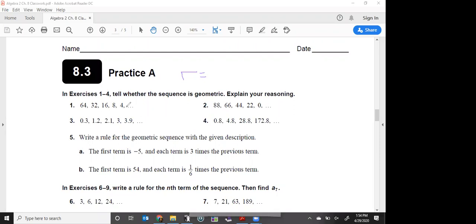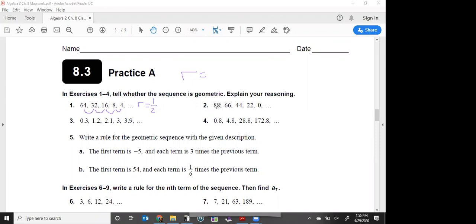Okay. So for these first few, we're going to say, well, is it geometric? If so, what is my r? Let's look at this one. Do I keep multiplying by something here? Well, my numbers keep getting cut in half, which means that I am multiplying by 1/2. So 64 times 1/2 is 32. 32 times 1/2 is 16. 16 times 1/2 is 8. And I could keep going.